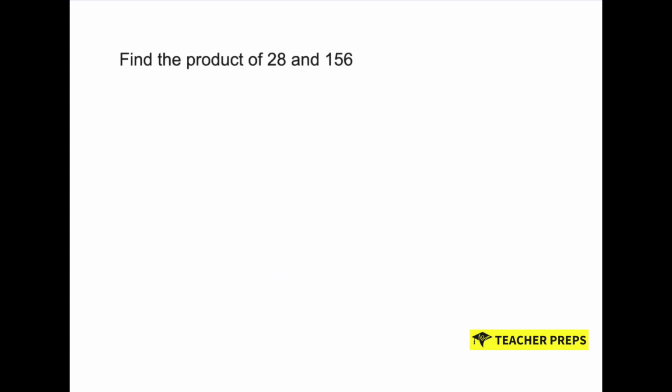Let's go through an example together. It says, find the product of 28 and 156. Remember, product is the answer to a multiplication problem. So that word means that we need to multiply and find the answer. The first thing you need to do is line up the numbers vertically. You can use the commutative property of multiplication in order to switch the order up when you multiply. Meaning that if one number has more digits than the other, you can put that number on top.